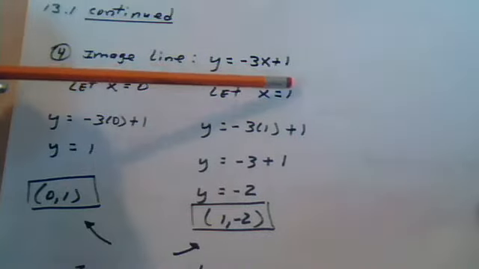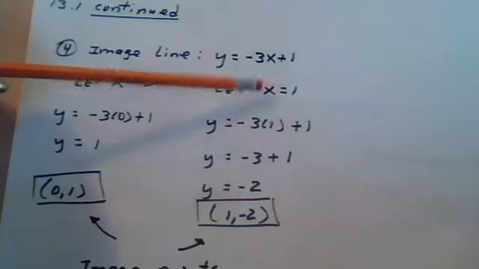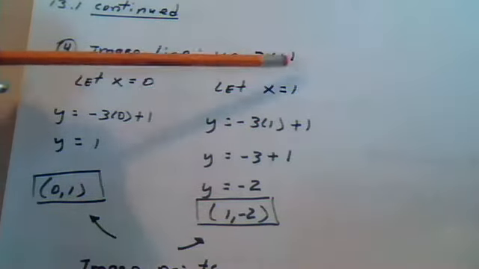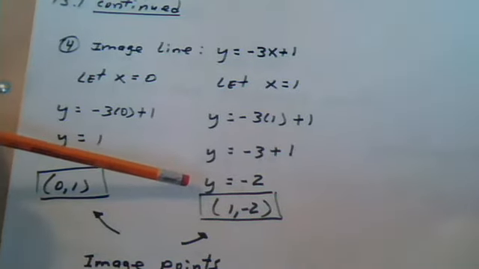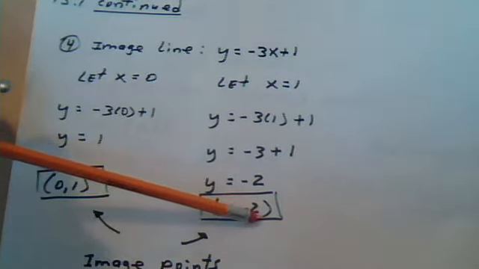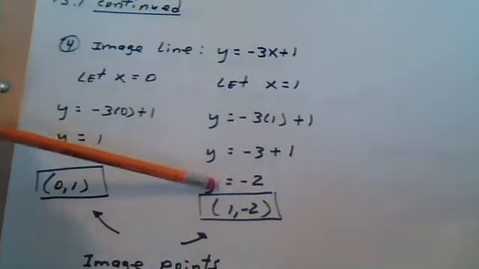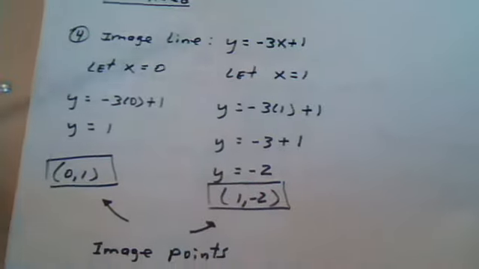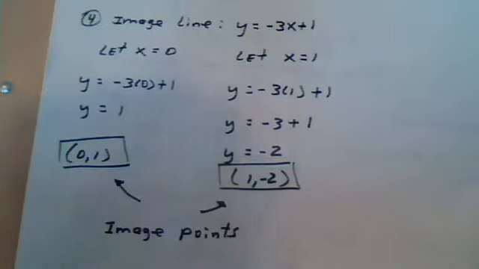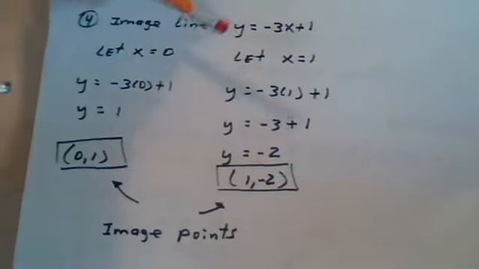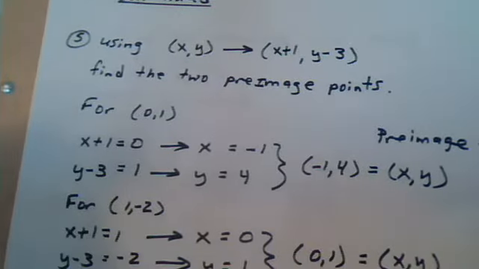Now plug in x equals 1 into the equation and it'll give you the y partner for this x. Once you plug in x equals 1, it tells you that it should be paired up with y equals negative 2. So this is x equals 1, y equals negative 2. This is the second point. These are two image points. Now we need to convert those two image points to pre-image points.